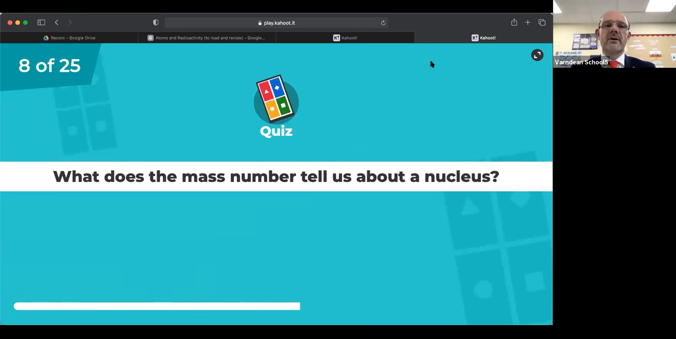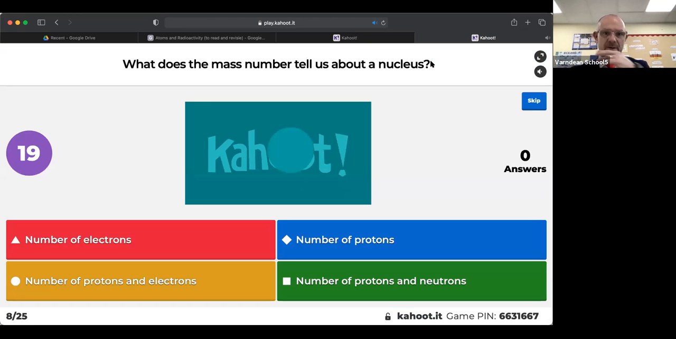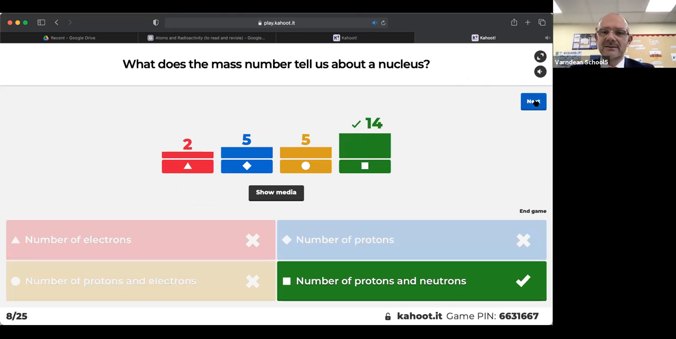Okay. We might not get through all 25 questions, but this is good. What does a mass number tell us? Good, going quite fast. Good. The number of protons and neutrons.